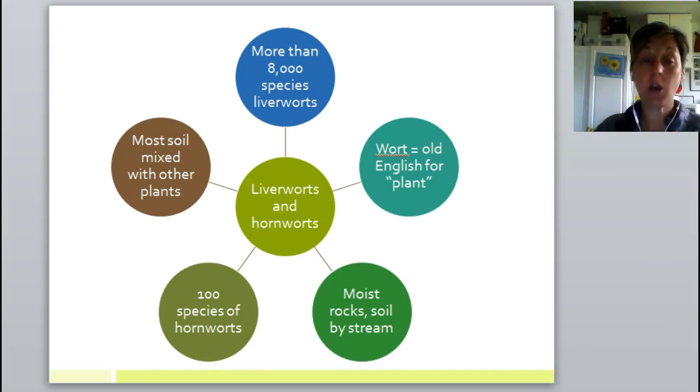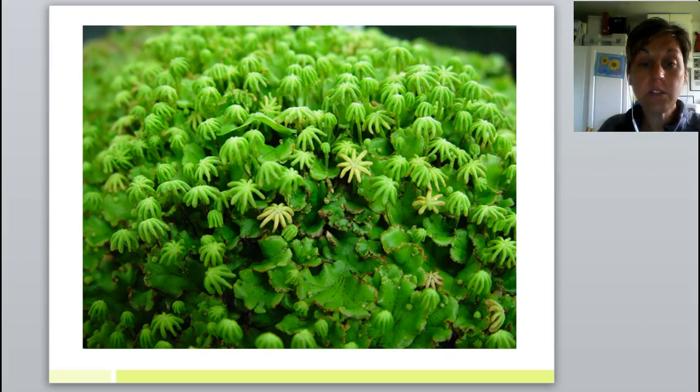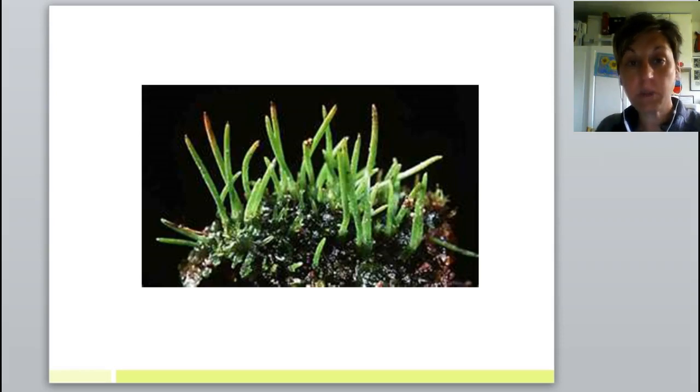They're not like moss, where you see it and think, oh, there's some moss, it's on a rock, or it is on a tree. But liverworts and hornworts will grow within other plants, so sometimes they're difficult to see. So this is a picture of a liverwort, and then here's a picture of hornwort.